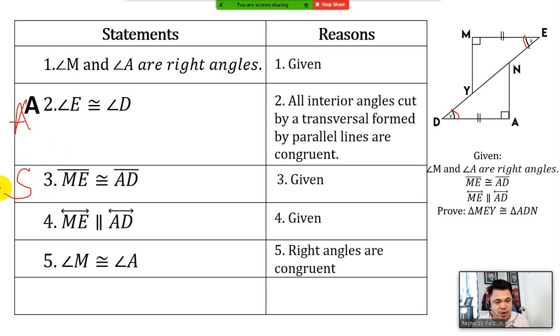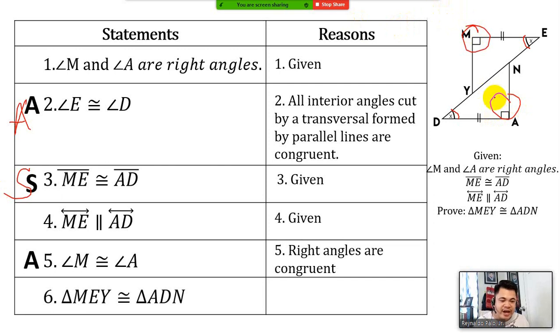Angle M is congruent to angle A. Right angles are congruent. So as you can see, these are right angles, and right angles are congruent is one of the postulates that I have presented a while back. So therefore, we can say that triangle MEY is congruent to triangle ADN because of ASA postulate, or the angle side angle postulate. Alright, so as simple as that.